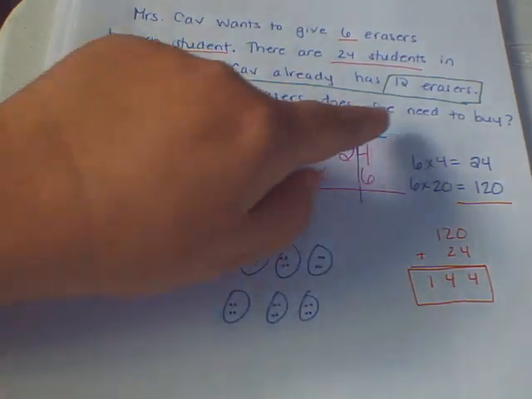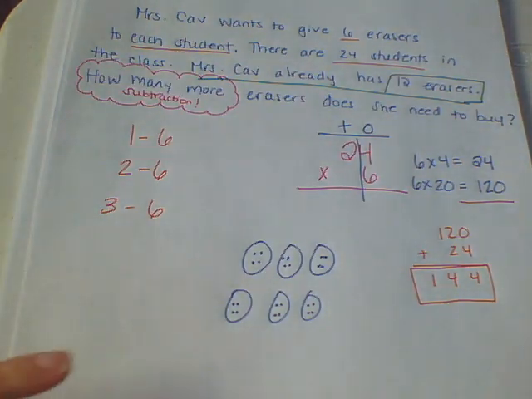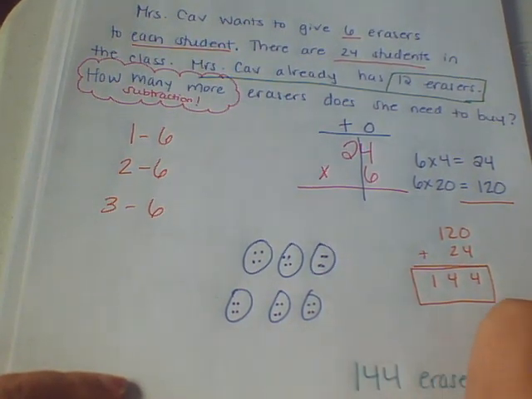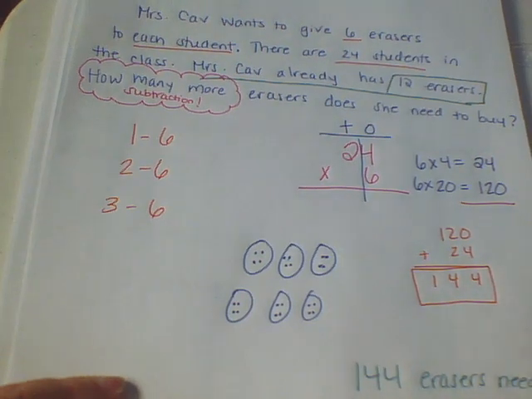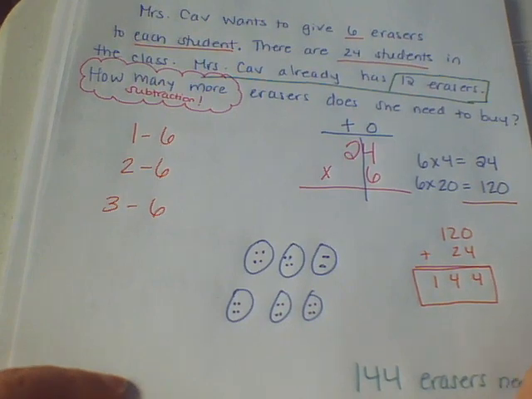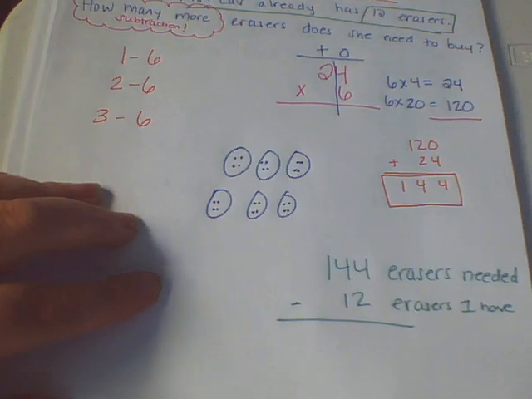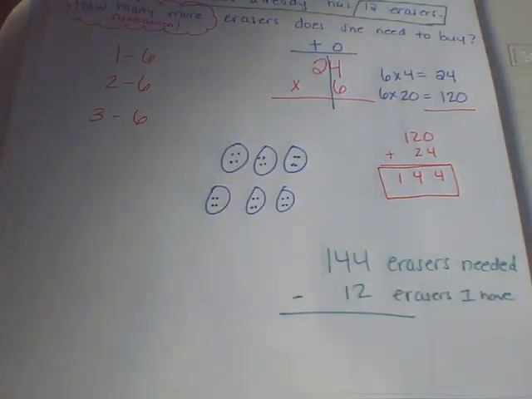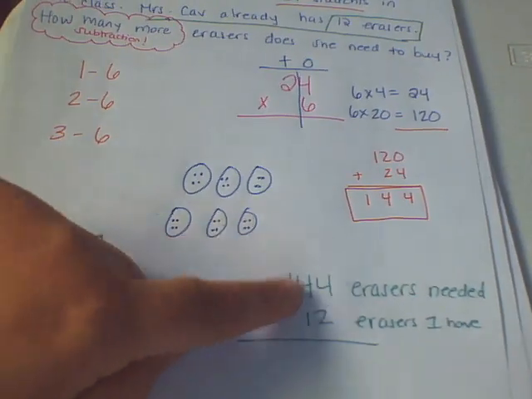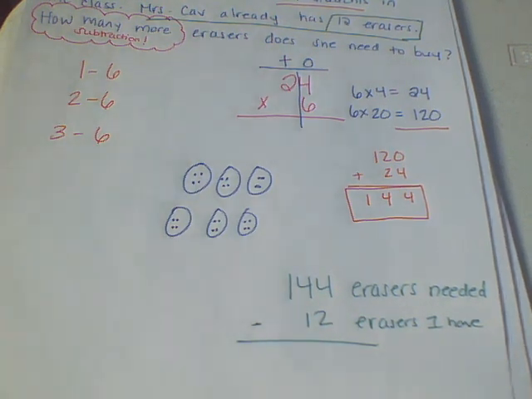But remember, I already have 12. So I need to take this 144 erasers. This is what I need. And I'm going to subtract the 12 erasers I already have to find how many I actually need. So I know that for each of my 24 students to have 6 erasers, I have to have 144 of them. I already have 12 of them, so I'm going to subtract that.